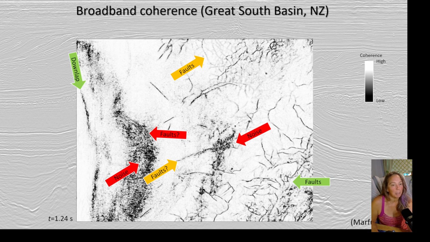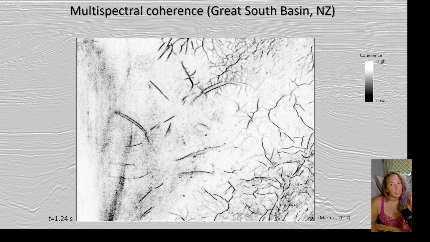There's some areas that might be noisy. There's some places here where the faults aren't quite as clear. So let's see what we could do to clear it up. We can do multispectral coherence. In this case, we're looking at the same time slice, but we're looking at the multispectral coherence using a simple decomposition where each bandwidth for each component was the same. So the faults are sharper and the noise is reduced.